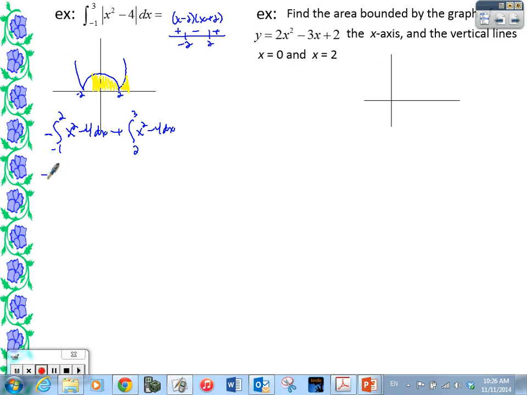We take the antiderivative, so that would be 1/3 x cubed minus 4x from -1 to 2, and then 1/3 x cubed minus 4x from 2 to 3. Now the negative being out here in front would really bother me with my calculations. I would go ahead and distribute this negative inside, just because that would really mess me up. I would forget which negatives were which. So let's go ahead and distribute it. This would be negative and this would be positive.